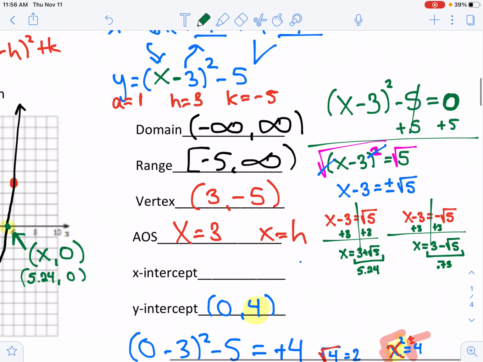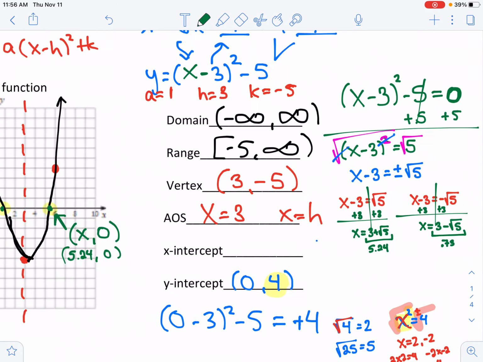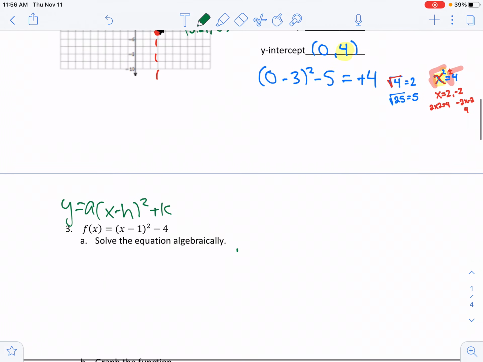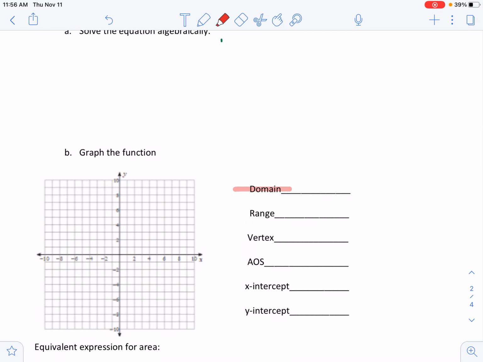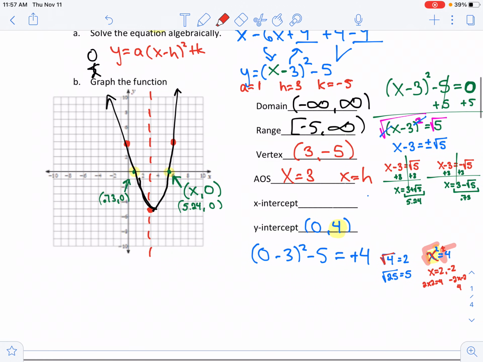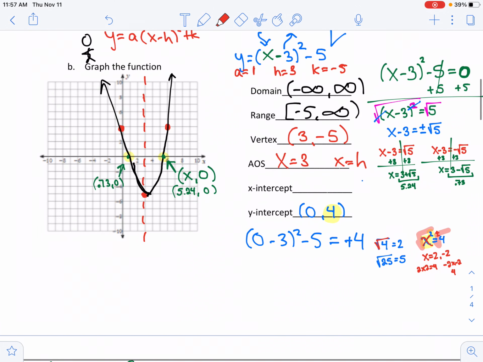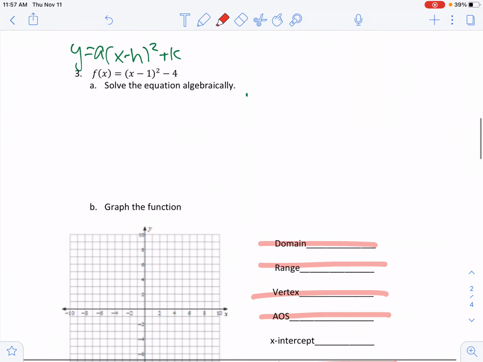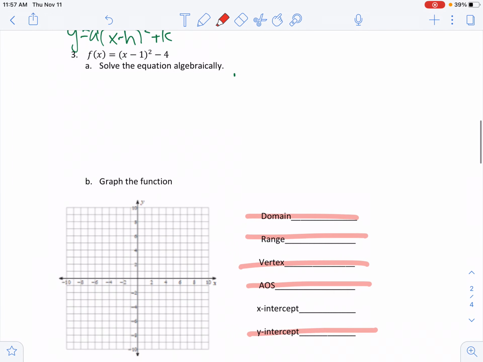And then again, remember this is a develop understanding task, so this is one of the harder problems. Here's what I'm going to have you do to get the rest of your task points. I want you to graph number 3, fill in everything you can, so domain, range, vertex, axis of symmetry, y-intercept, and then please attempt to solve. I will tell you number 3 is easier. You won't have an ugly square root of 5 in it. And then once you've done that, come and see me. We can discuss it and you can get your task points back.